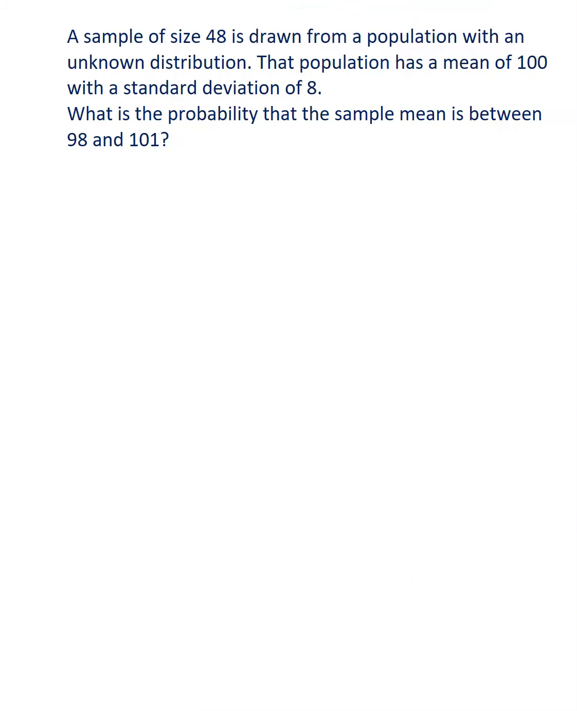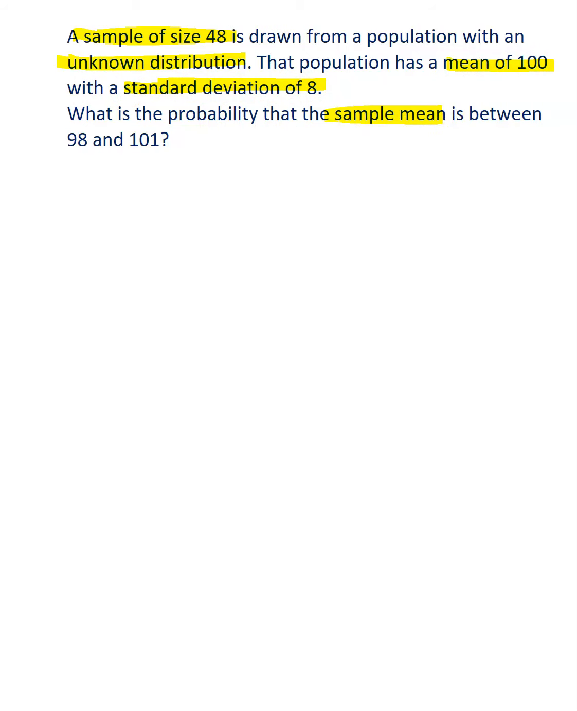A sample of size 48 is drawn from a population with an unknown distribution. That population has a mean of 100 with a standard deviation of 8. What is the probability that the sample mean is between 98 and 101? Okay. So we have a lot of things. We have unknown distribution, sample size is 48, both are good. Mean is 100, standard deviation is 8. And what is the probability that the sample mean, so it's not an individual, it's a sample mean, and you do know that. That triggers CLT.